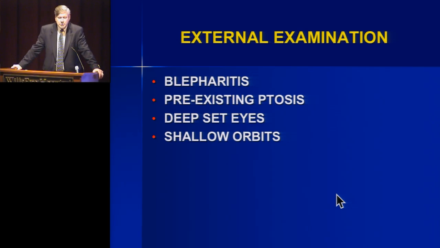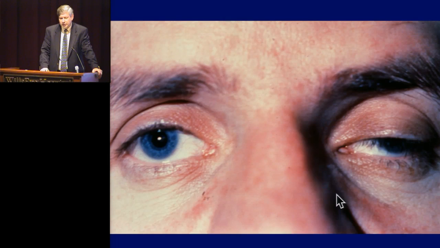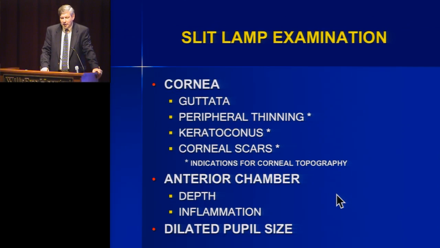If they have shallow orbits, the problem there is that the globe can sort of start to prolapse through the lid speculum, and that can cause a positive pressure situation. So those are patients you don't want to crank the lid speculum too far open to try and minimize that. Here's a patient with significant blepharitis. You want to get that cleared up to minimize the risk of an endophthalmitis. And obviously, if they have ptosis, you want to document that so the patient can't come back later and say, oh, I had perfect eyelid position beforehand, and now look at me.